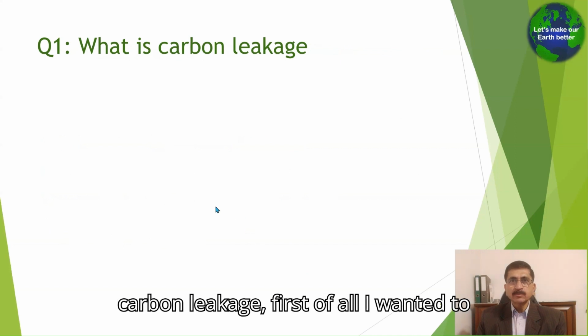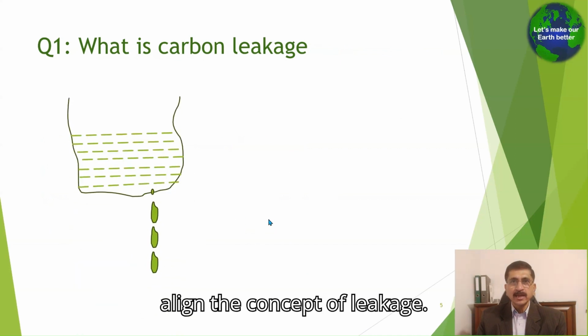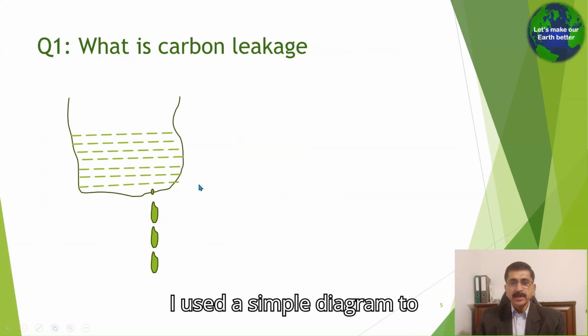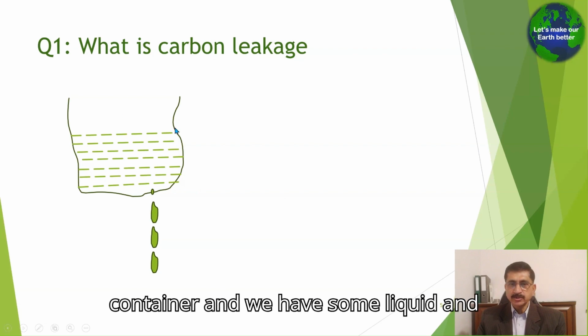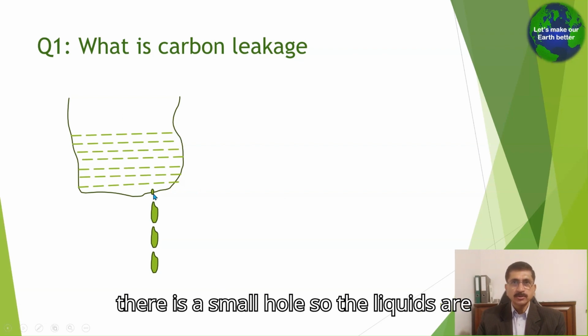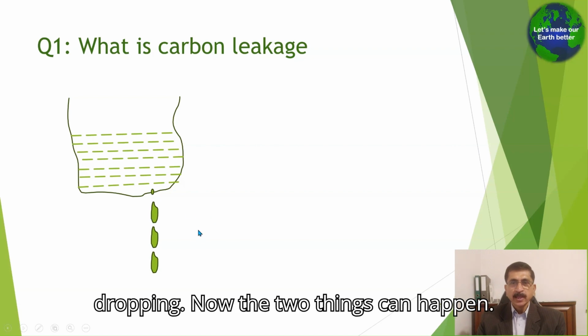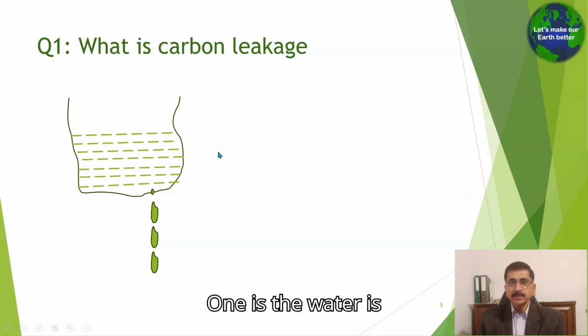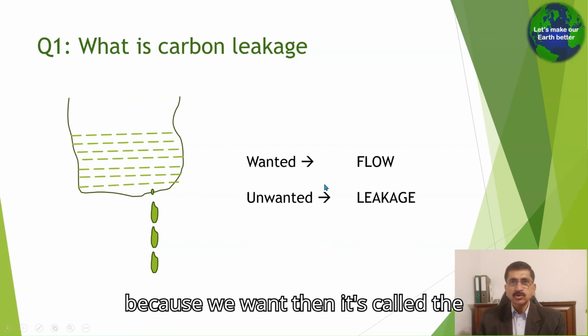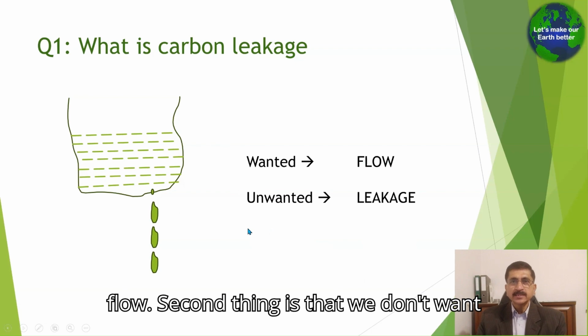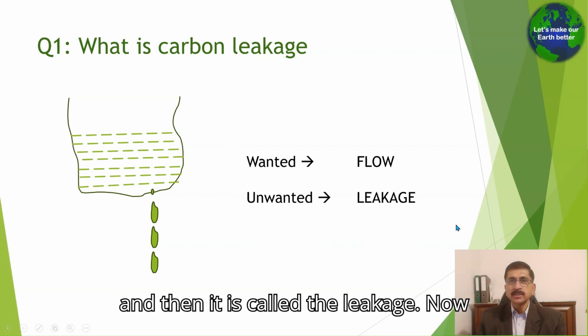To explain carbon leakage, first of all, I wanted to align the concept of leakage. I used a simple diagram to explain the leakage. Here is a container, and we have some liquid and there is a small hole. So the liquid is dropping. Now two things can happen. One is the liquid is coming out because we want it to. Then it's called the flow. The second thing is that we don't want it, and then it is called the leakage.